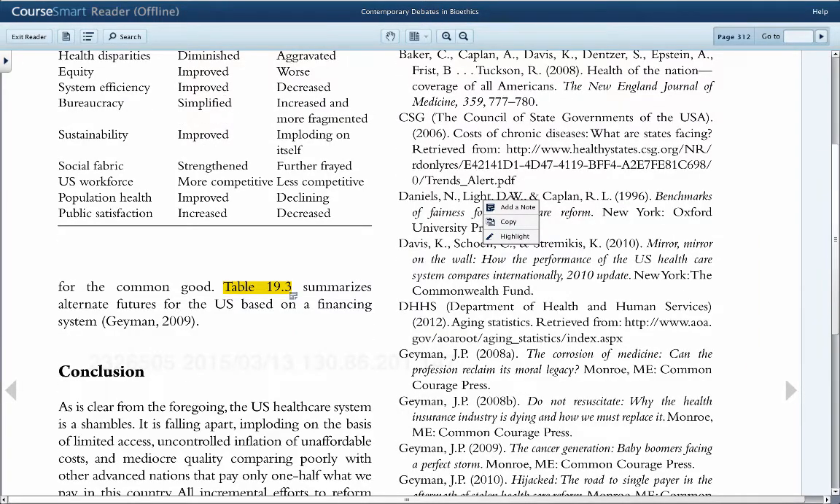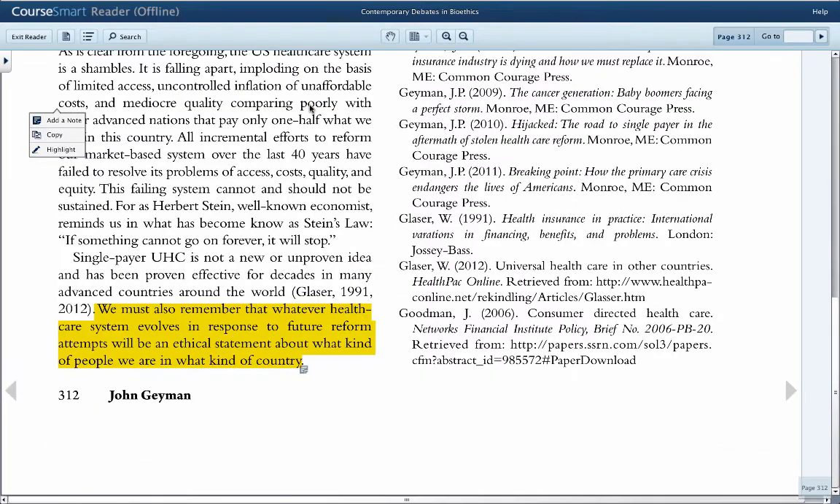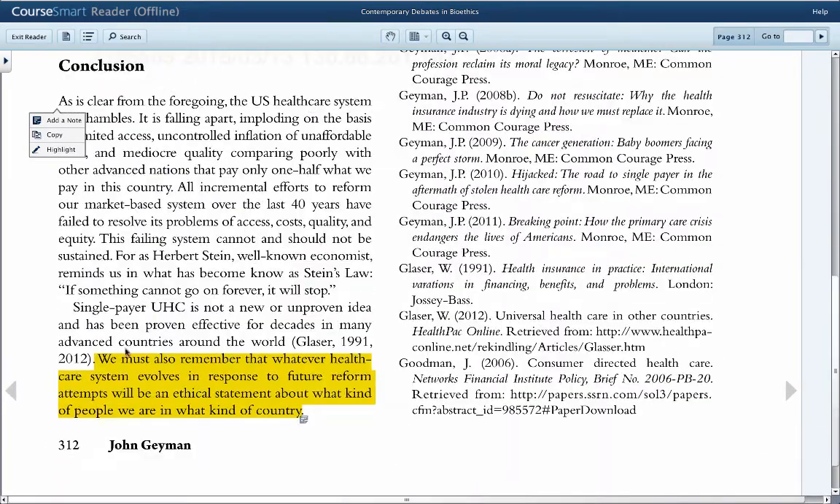Table 19.3 summarizes some alternative futures for the United States based on two different sorts of financing systems and sketches what he takes to be the likely pros and cons of the single-payer system he imagines versus the multi-payer system that we currently have. So, in conclusion, after summarizing his article, he says, we must also remember that whatever healthcare system evolves in response to future reform attempts will be an ethical statement about what kind of people we are in what kind of country.